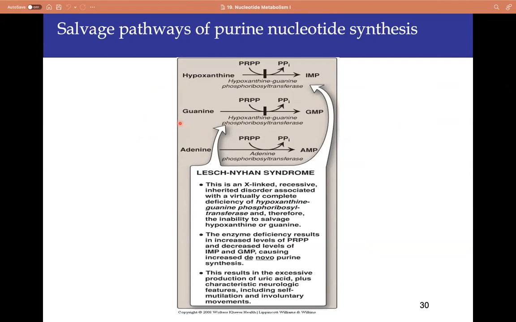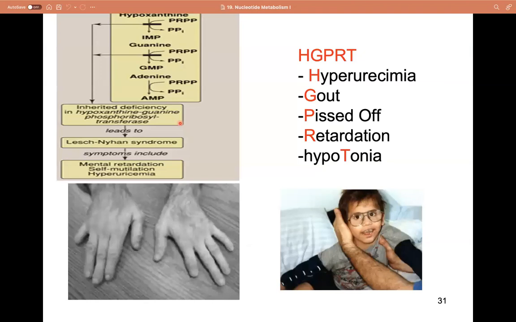But what are the actual clinical manifestations of this? Because these patients cannot salvage their hypoxanthine and guanine, they're not able to produce enough new ones for their body's needs. But what happens as a result? These patients have a fixed set of symptoms. You can remember them easily by just a few things. One typical thing that is seen in a lot of these patients is self-mutilation. This is a very characteristic feature.